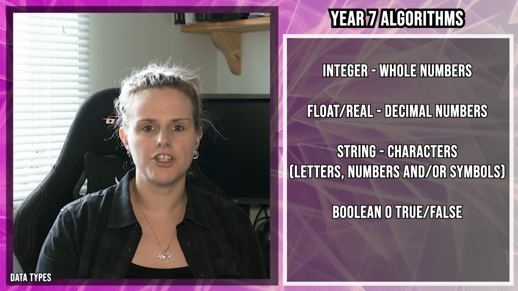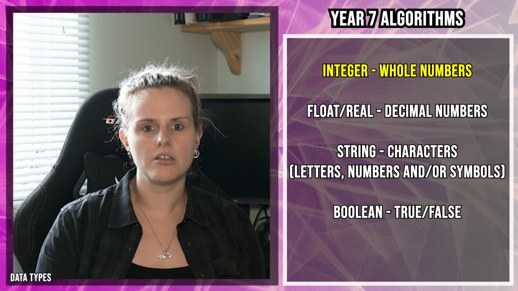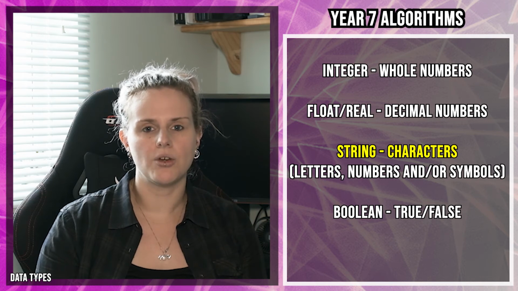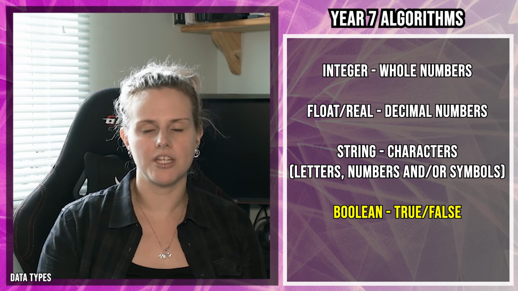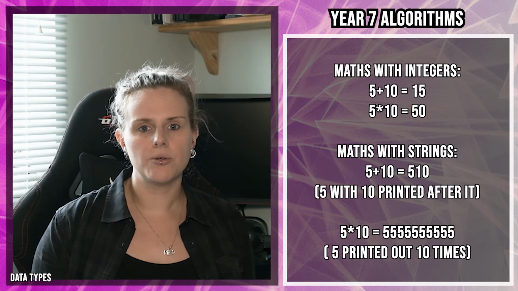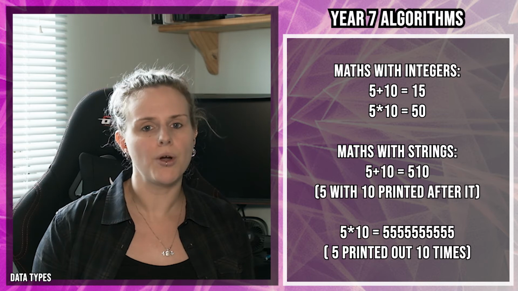When entering or returning data, there are different data types that can be used. Integers or whole numbers, float or real or decimal numbers, strings or characters, so this can be a combination of letters or numbers or symbols, and Boolean, which means true or false. One really important thing to realise is if you want to do maths with the numbers, you have to use an integer or a float/real. You can't do maths on strings because it might be characters and the computer won't know how to work out the answer.